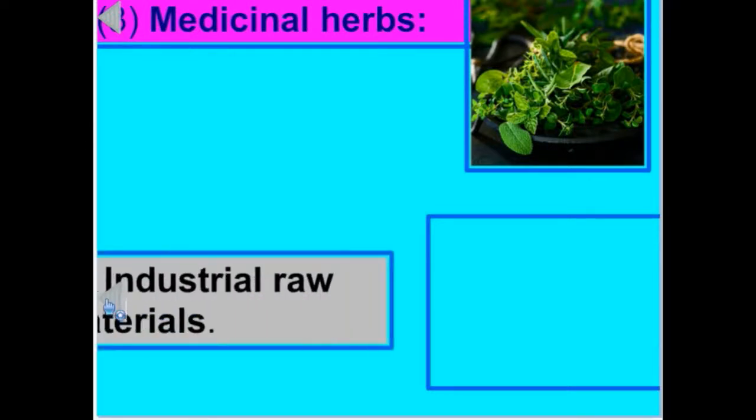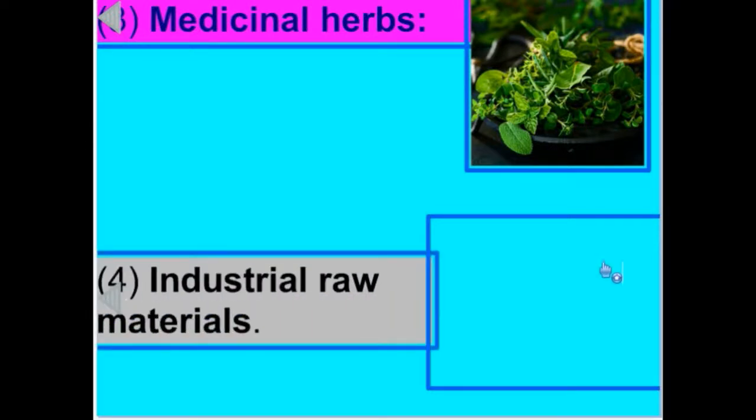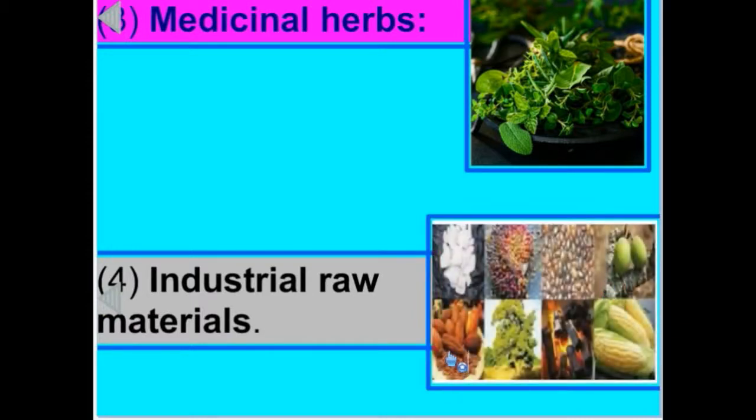Then another area is the area of industrial raw materials. Such raw materials like cocoa. Cocoa is a raw material for making of beverages. Oil palm nuts is a raw material for making of red oil we use in cooking, for making margarine, for making soup and the rest of them.